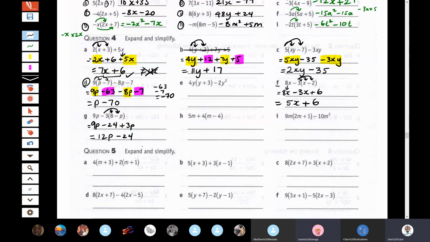All right, let's do H as our last one. 5m plus 4m minus 4. All right, again, leave the 5m, expand. You're getting faster expanding. You can probably see the answers a bit quicker. 4 times m, 4m, 4 times negative 4, 16. And then pretty much what's 5 plus 4? 9m, take away 16. All right. Any questions there?